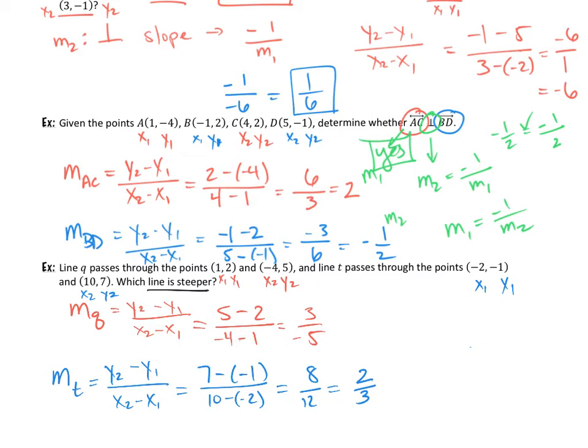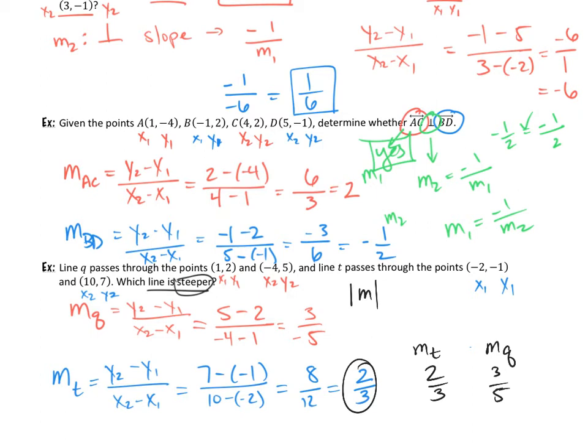Now we have to compare them. Steeper means the absolute value of the slope is larger. So for T, that is just 2/3. And then for Q, we don't care about that negative there. It's just going to be 3/5. So the question is, which one is greater?